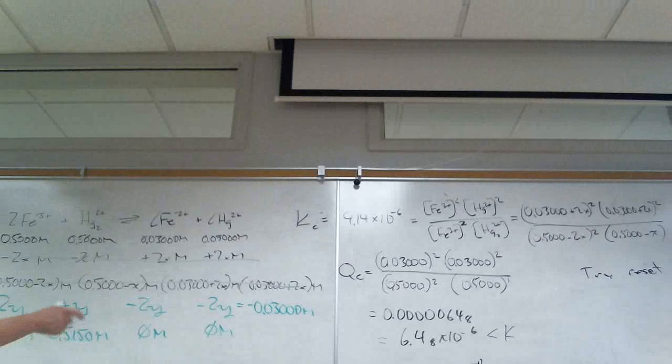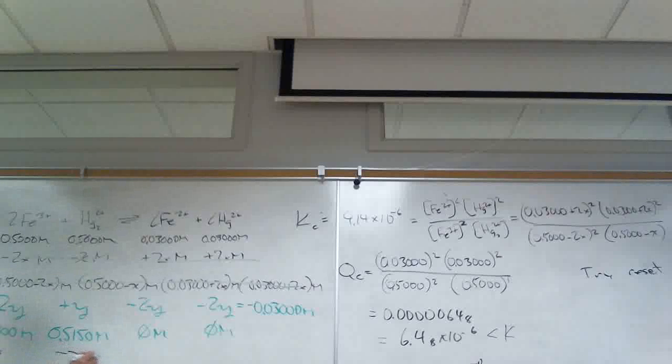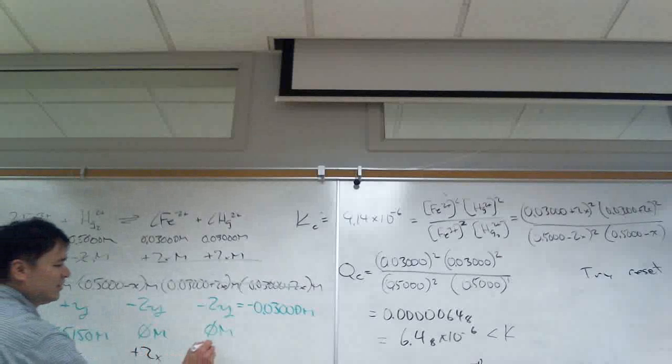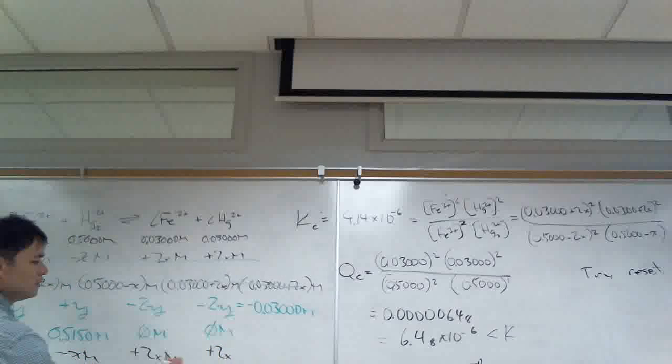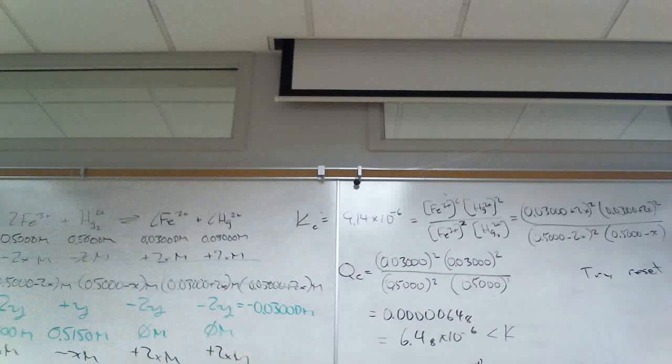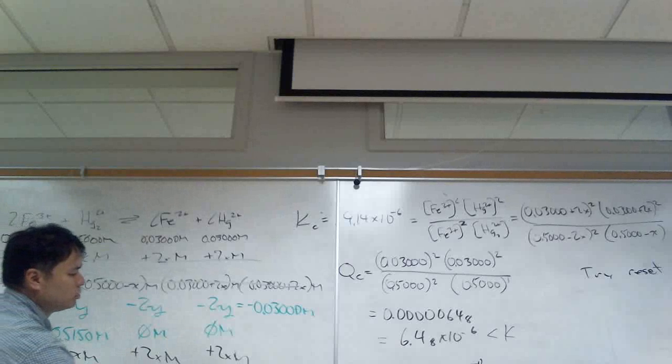Yeah, towards the products, towards the zeros. So we're going to go minus 2x, minus x, plus 2x, plus 2x. So this is molar, this is molar, this is molar, molar. And so at equilibrium, I'm going to get 0.5300 minus 2x molar, 0.5150 minus x molar, 2x molar, 2x molar.